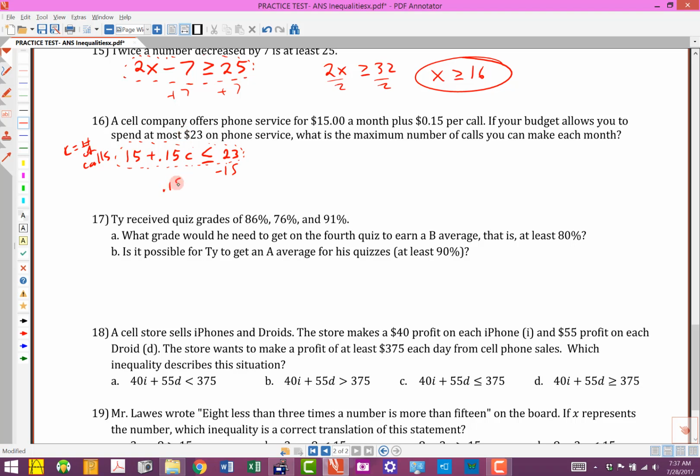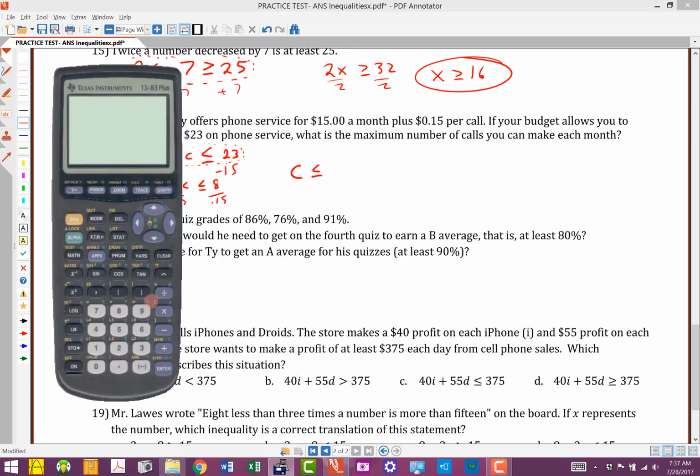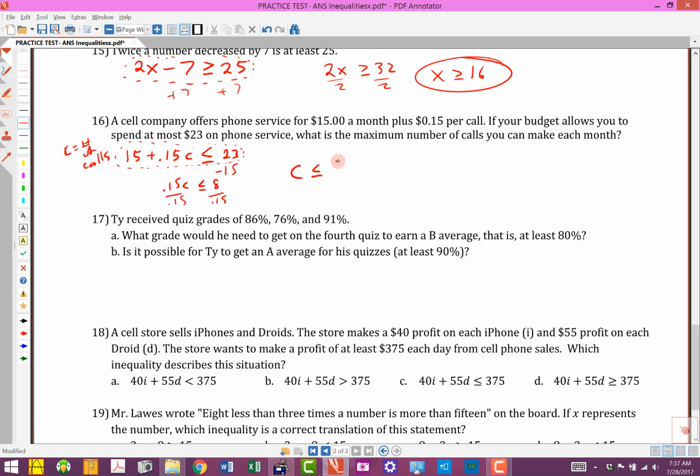So this is going to be 0.15c less than or equal to, and let's see what we get here. 23 minus 15 is 8. Then we're going to divide by 0.15, and let's see what we get. We may get lucky and this may work out evenly, but I doubt it. So let's check and see what we've got here. 8 divided by 0.15 is 53.33 repeated.